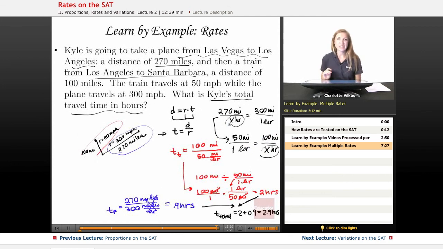So just like the last one, we can do it either way. It's up to you to decide. Play with a few rate problems and decide which one you like better and which one you're quicker at, and use that as your SAT strategy for these rate problems.